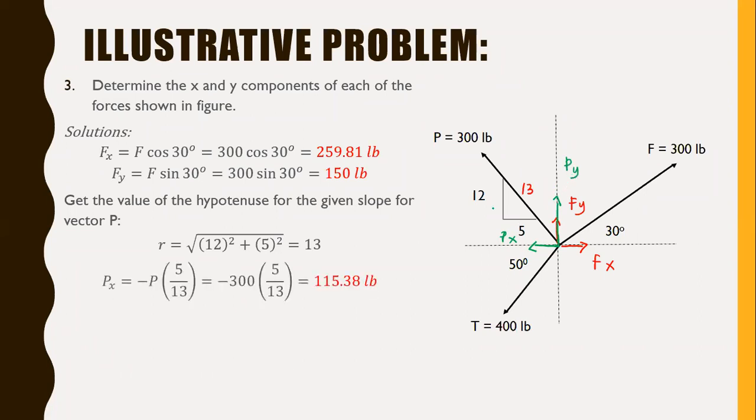Okay, now for Px, since your vector P is lying on the second quadrant, your Px now becomes negative. Therefore, we have Px is equal to negative P 5 over 13, equal to negative 300 5 over 13, which is equal to negative 115.38 pounds. For Py, we have P 12 over 13, which is equal to 300 12 over 13, that is equal to 276.92 pounds.